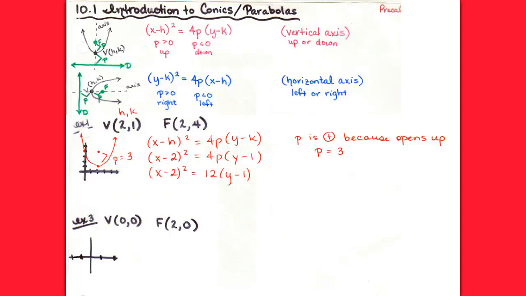So now let's come over and let's put 3 in the place of this P. So 4 times 3 will give us 12, and that's our equation. That's all we need. We only created the graph just to help us envision this. You don't have to create the graph if you don't need it.